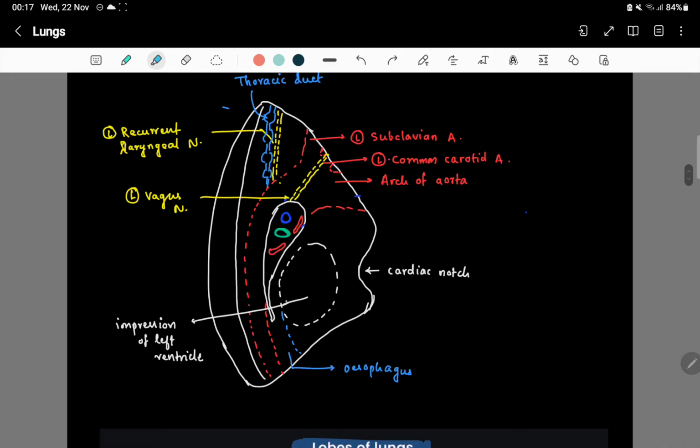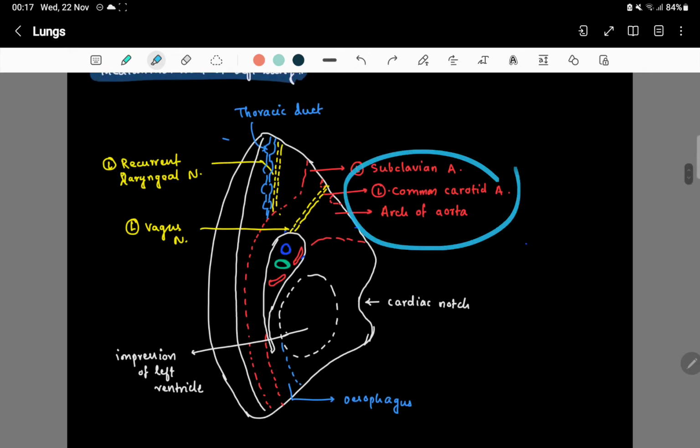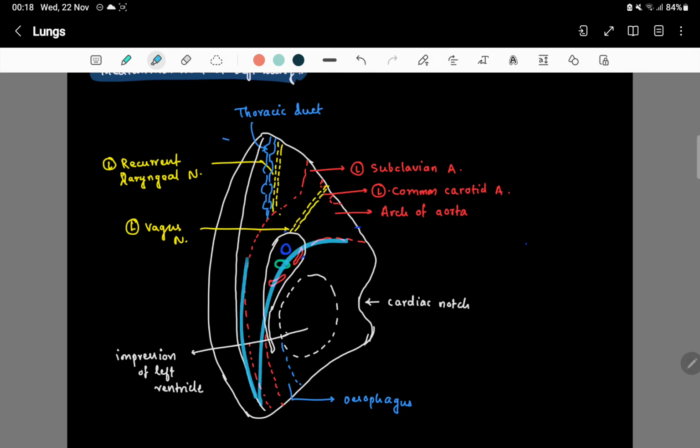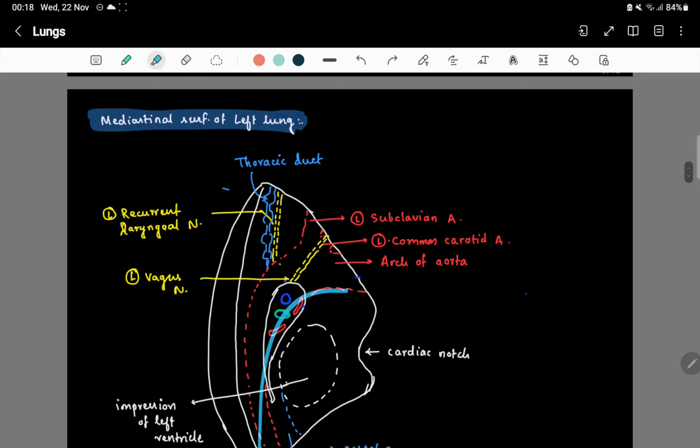Then the structures we have here are the arch of aorta, the left subclavian, and the left common carotid, that is, your aorta is dividing into these three branches. Basically, this arch of aorta will be present like this. It's dividing into the left common carotid. The left subclavian and the left common carotid are present like this, and the arch of aorta will further give branches. This whole part is present in the mediastinal surface of your left lung.